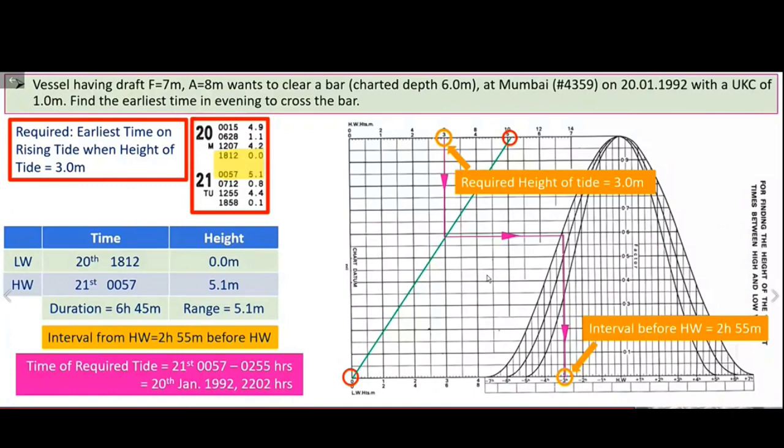So these are the two types which we have done till now. Now there is a third type of question which sometimes comes, and that is related to the air draft of the ship or the clearance from a bridge. So let's see that type of question now.